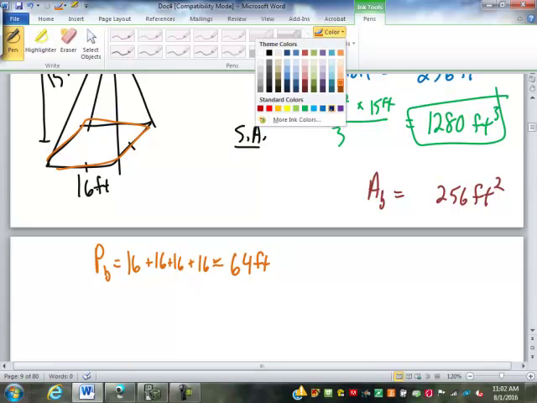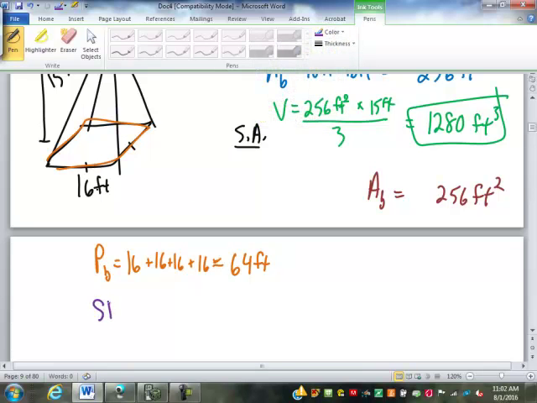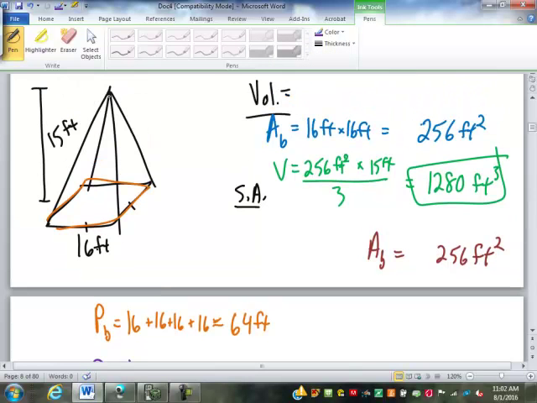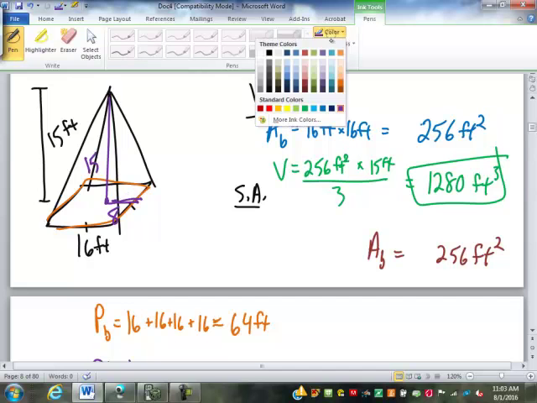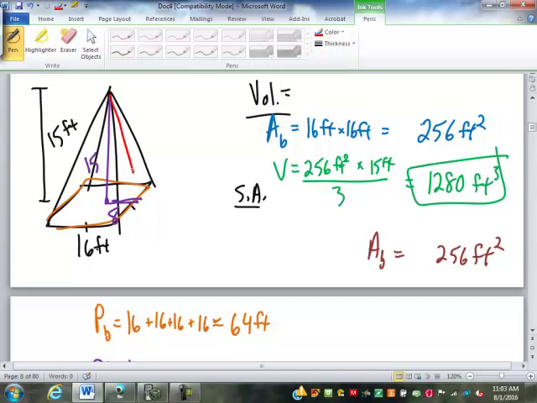The slant. We go up here, this is 15 feet. This is going to be 8 feet. We're looking for that. It's going to be 15 squared plus 8 squared equals our slant squared. Slant comes out to be 17 feet.